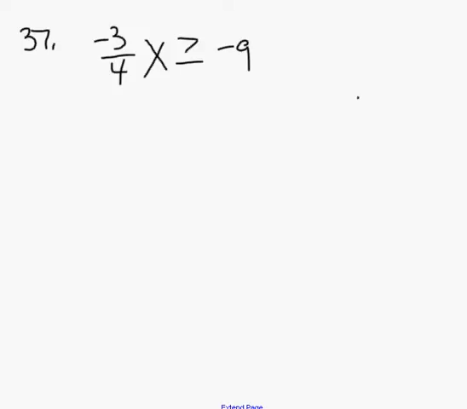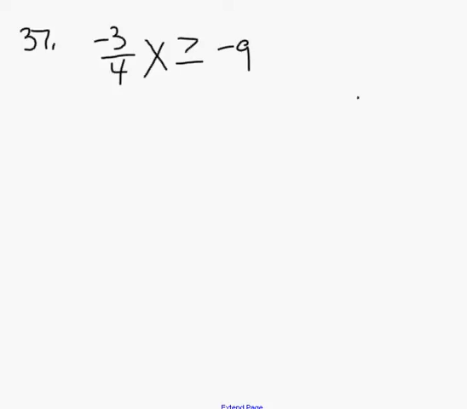This is Math 03 Module 1 Review number 27. The instructions say solve the inequality, give the solution set in both interval notation and graph form. So I have negative 3 over 4x is greater than or equal to negative 9.